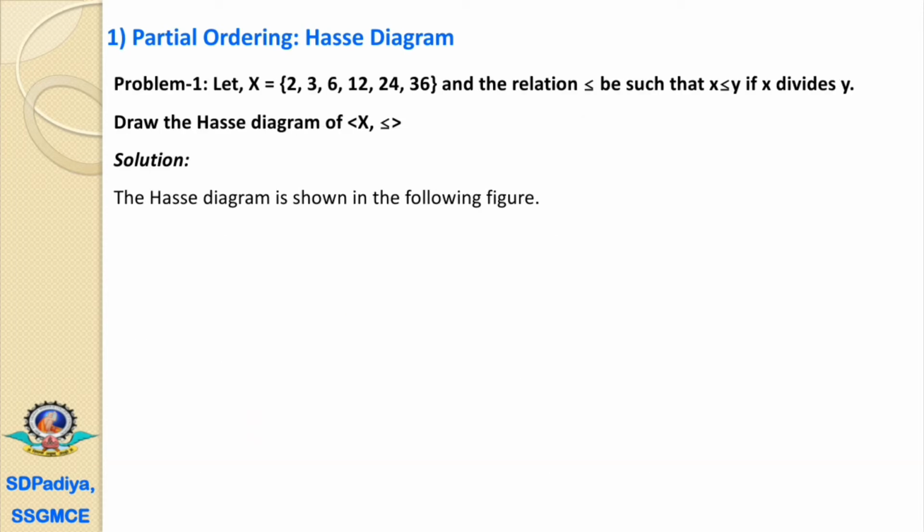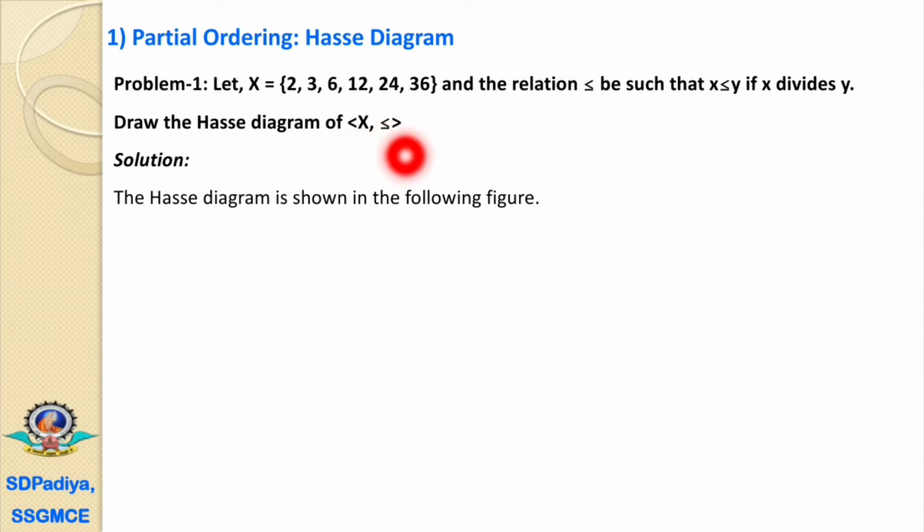Now we'll see the problem statements. That is problem 1. Let a set X have 6 elements, that is 2, 3, 6, 12, 24 and 36. And let the partial order relation be such that x is less than or equals to y, or x has a partial order relation with y, if x divides y. Then draw the Hasse diagram for X with this partial order relation, that is, a partial ordered set.